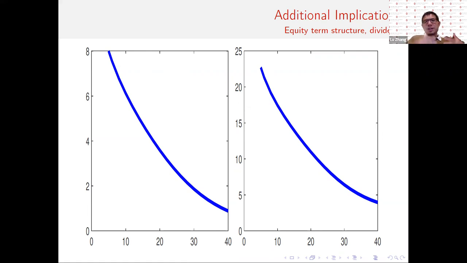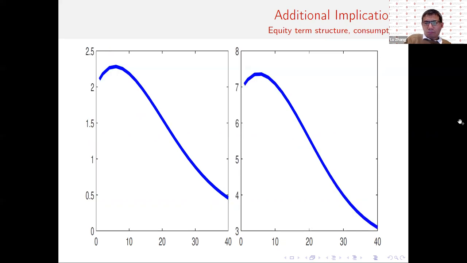The intuition is that because we have disasters in the model, the short-term equity is directly impacted by disasters, whereas long-term equity less so, because disasters are followed by recoveries. So if you hold equity for the long term, you can patiently wait for the recoveries. Consumption strips as well.